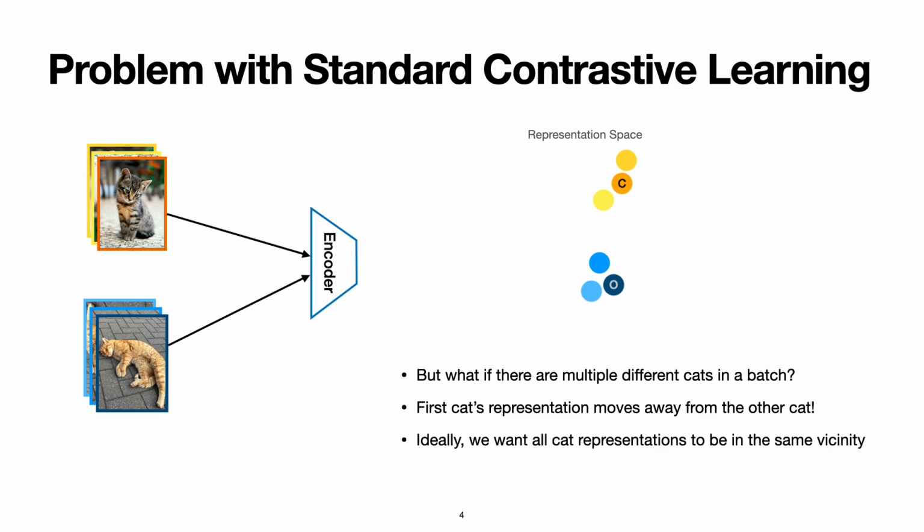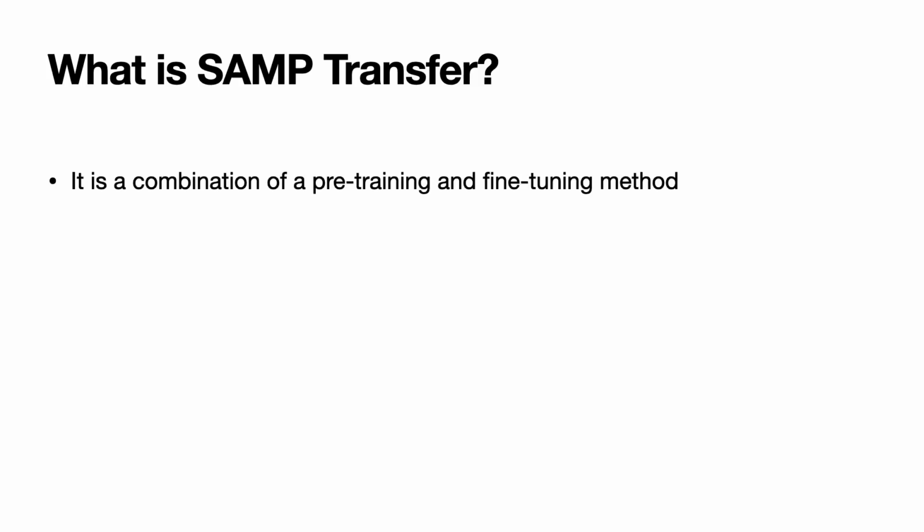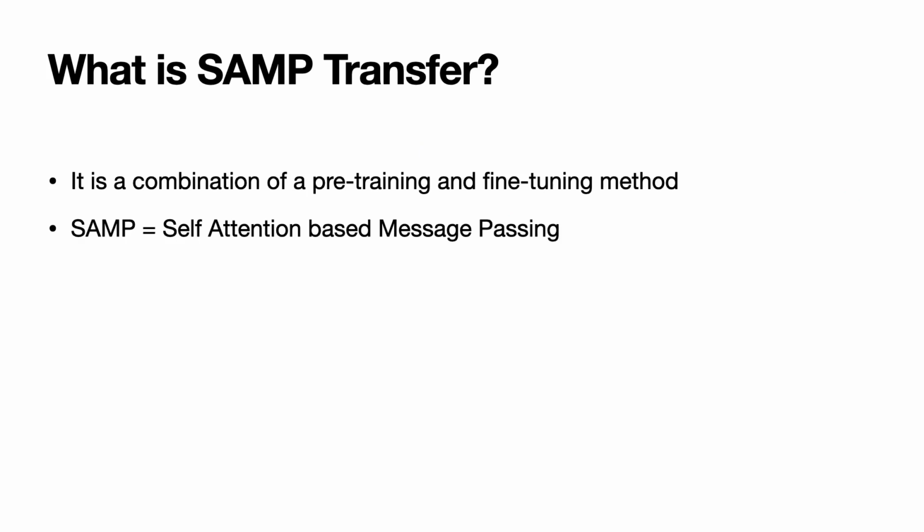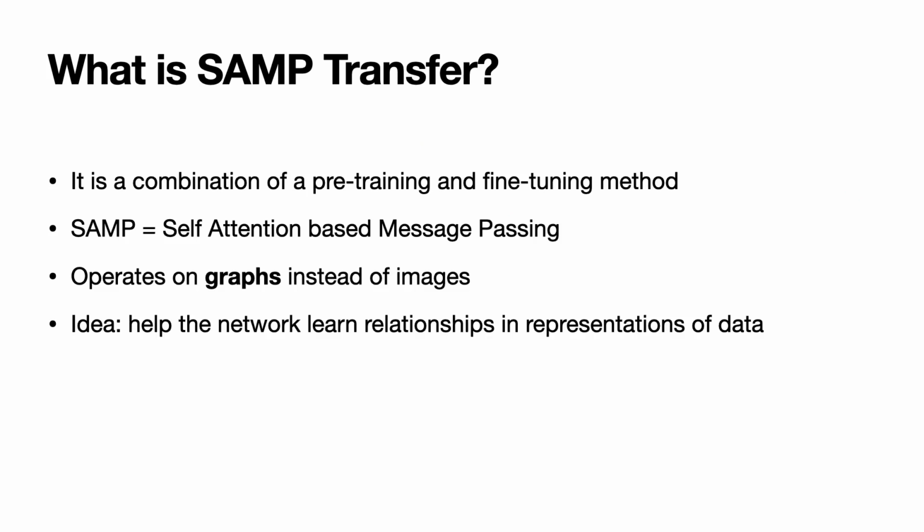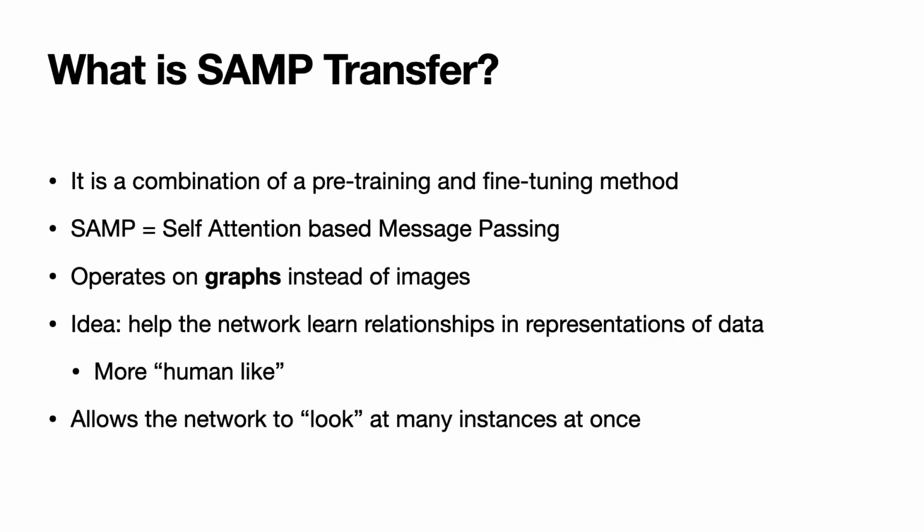And this is where our method comes in, which we have coined as SAMP-Transfer. SAMP-Transfer is a combination of a pre-training and fine-tuning method. SAMP stands for Self-Attention Based Message Passing, and it operates on graphs instead of images. The idea is to help the network learn relationships and representations of data. We believe this is more human-like and can help the network look at many instances at once.